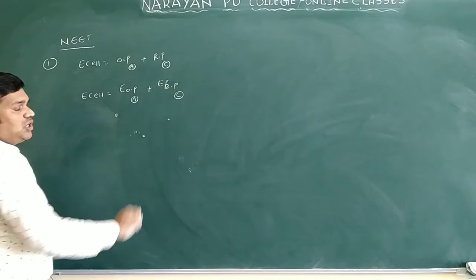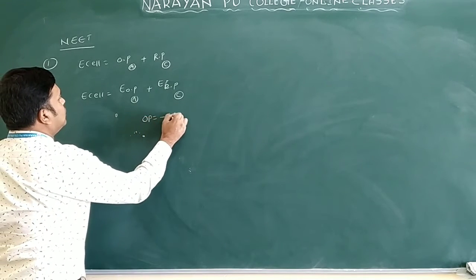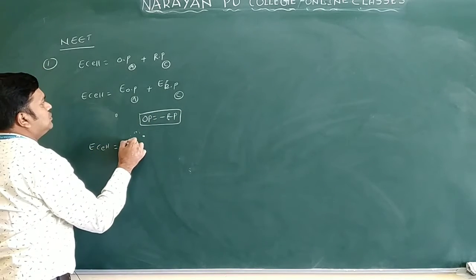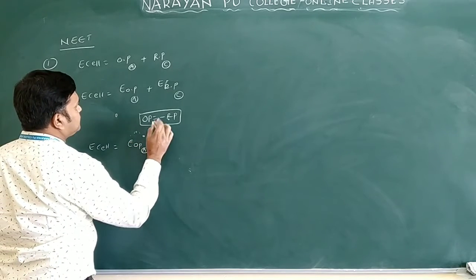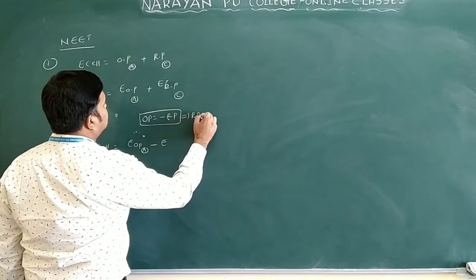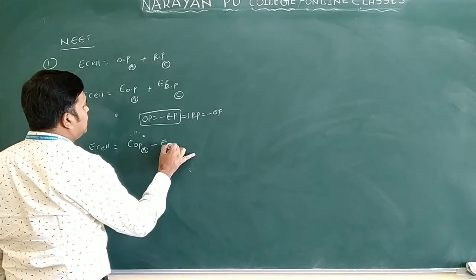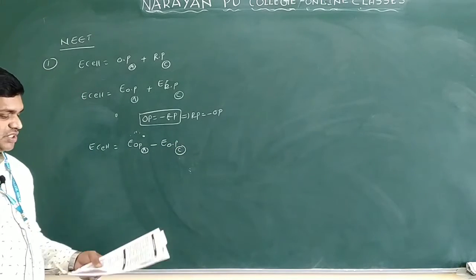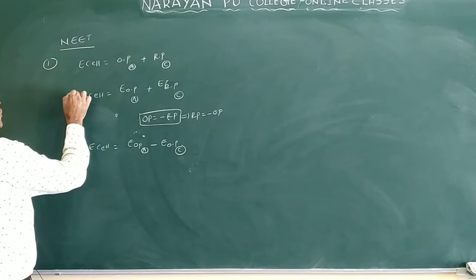If you want to convert this into oxidation potential, you know one formula: oxidation potential is equal to minus reduction potential. So reduction potential is equal to minus oxidation potential. From this, E cell is equal to E oxidation potential at anode minus E oxidation potential at cathode. So this is one more formula.